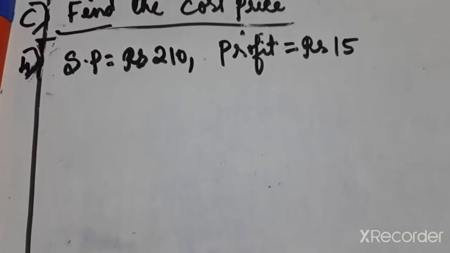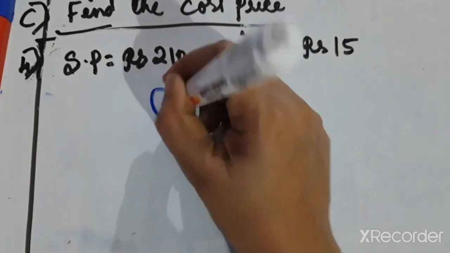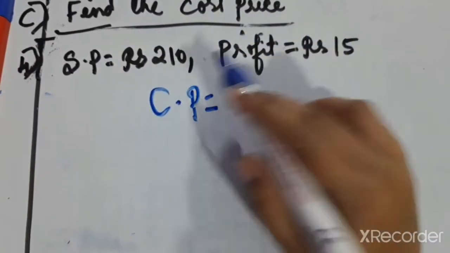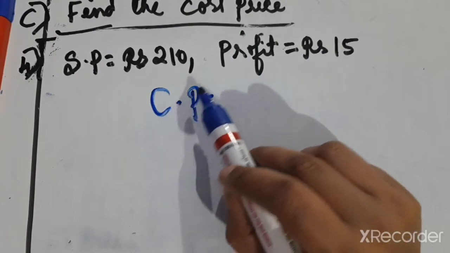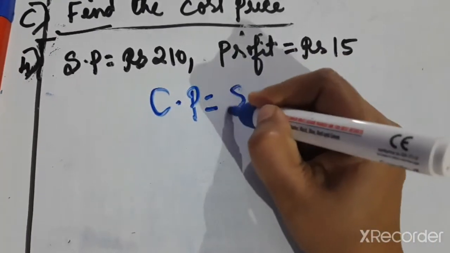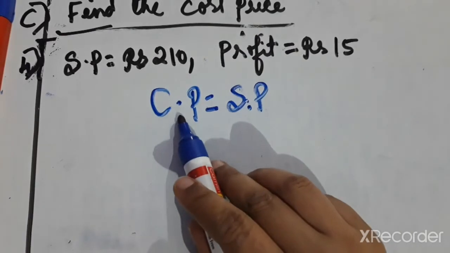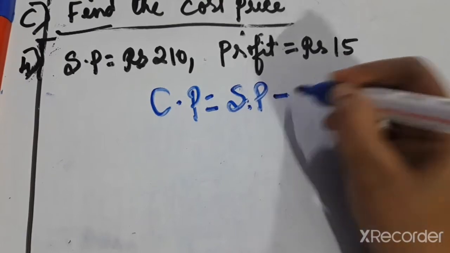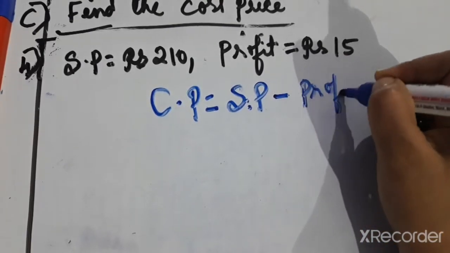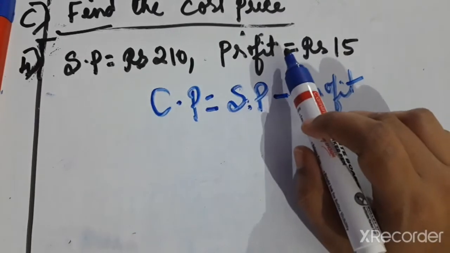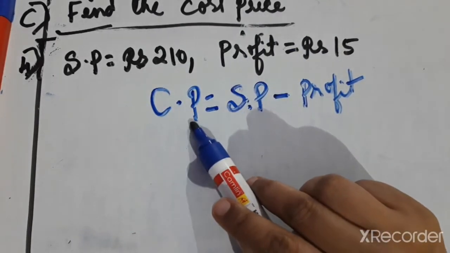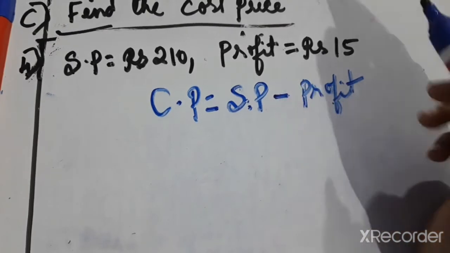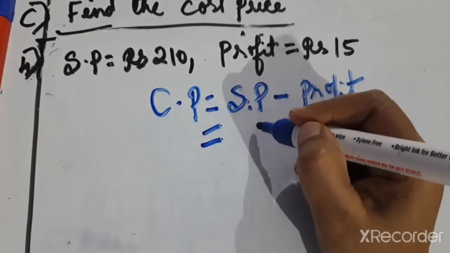Next, fourth question: selling price is 210 and profit is rupees 15. We have to find the cost price. The formula when profit is given is selling price minus profit. Profit means selling price is greater, so CP is smaller than SP. When selling price and profit is given, to find the cost price, the formula is cost price equals selling price minus profit. You have to learn the formula properly, then only you can try.